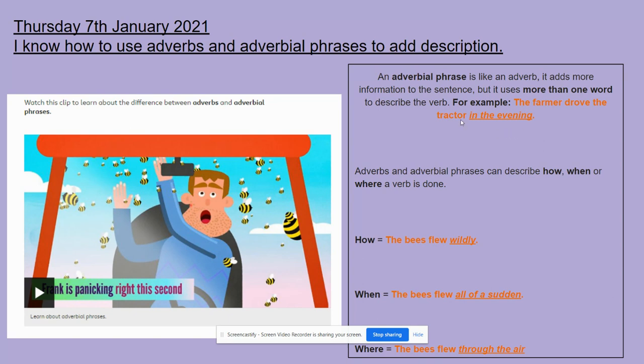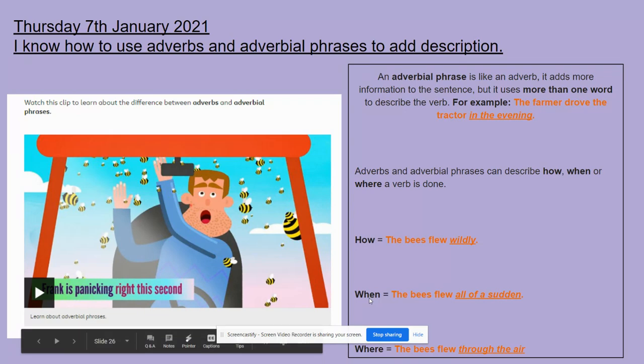That's when it's happening. So adverbs and adverbial phrases can describe how, when, or where a verb, that's the doing word, is done. So for example, how the bees flew wildly. Well, look, that's an adverb there. It's a single word, an adverb that describes how they're flying. That's the verb. Bees are the noun. I could have the bees flew, full stop. That would have made sense. But instead I'm including how they flew. The bees flew wildly. I could then write an adverbial describing when the bees flew.